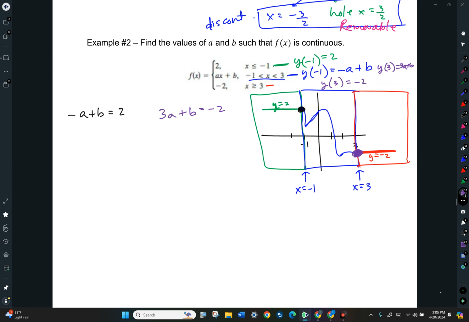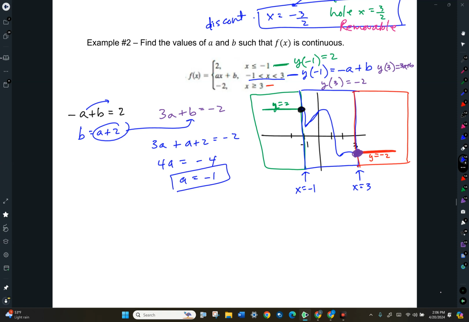Solve the system. I have two equations, two unknowns. I should be able to solve, right? So let's see. How about if I take this first equation and solve for b? Add a. So b is going to be a plus 2. So come over here. I'm going to put this a plus 2 in place of b. So 3a plus a plus 2. So I've got 4a equals -4, and that means a has to equal -1. But how am I supposed to know b? Oh, glad you asked. Plug a -1 in for a, and so b is going to equal 1.